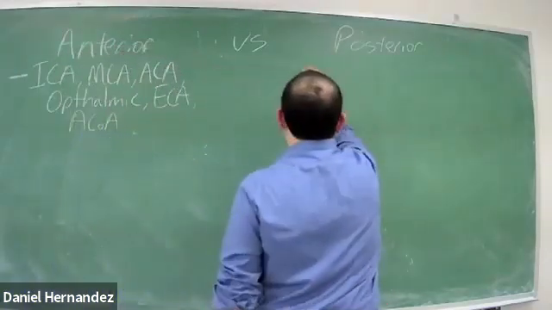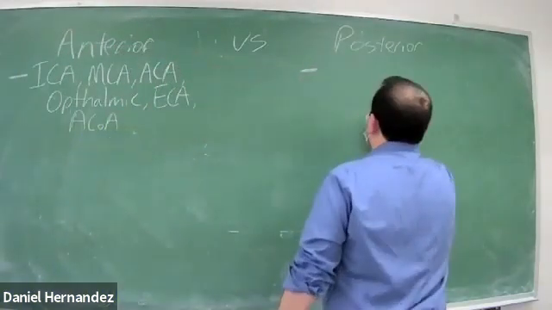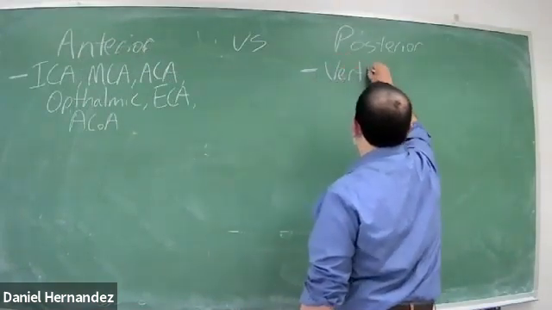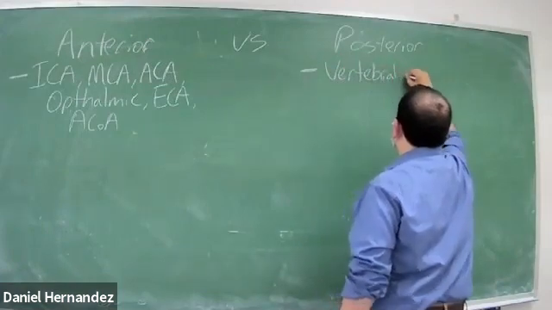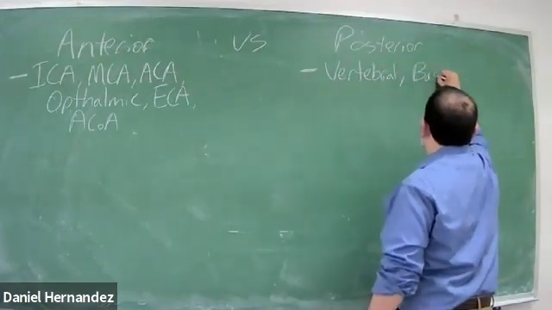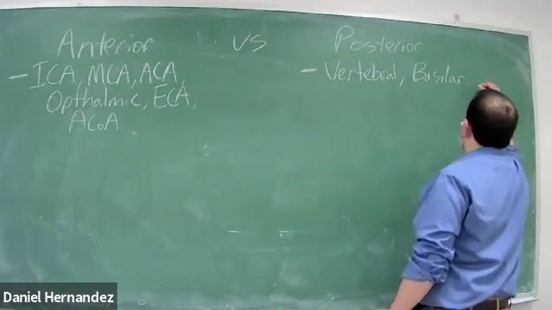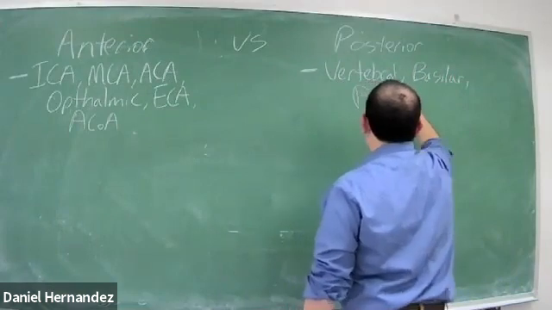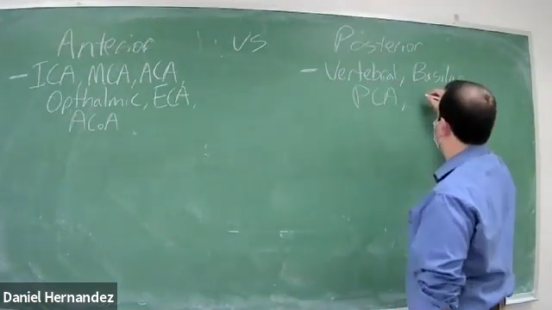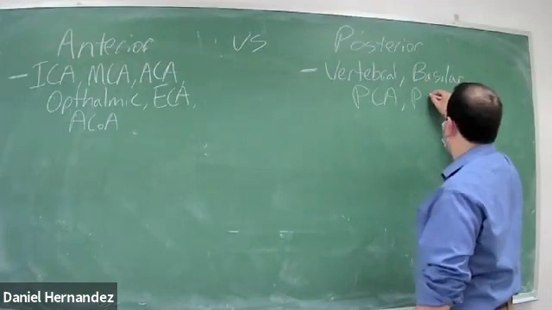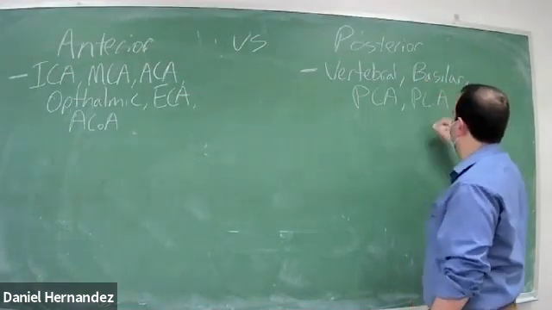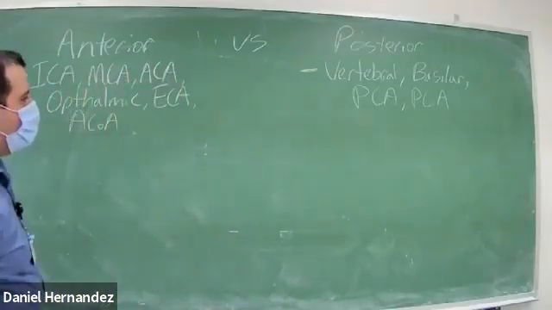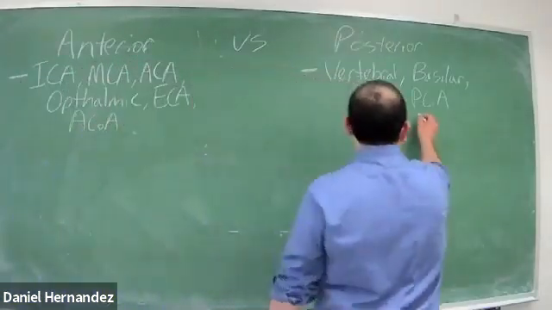Our posterior circulation is going to be our vertebrobasilar circulation. So this is going to be vertebral, posterior cerebral artery, and posterior communicating artery, which would be our collateral channel.